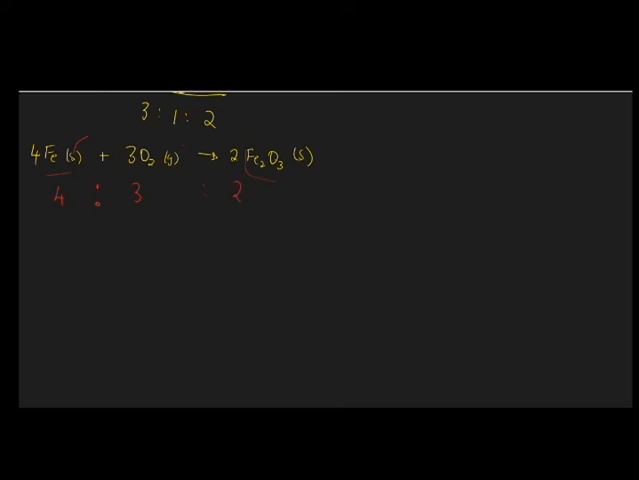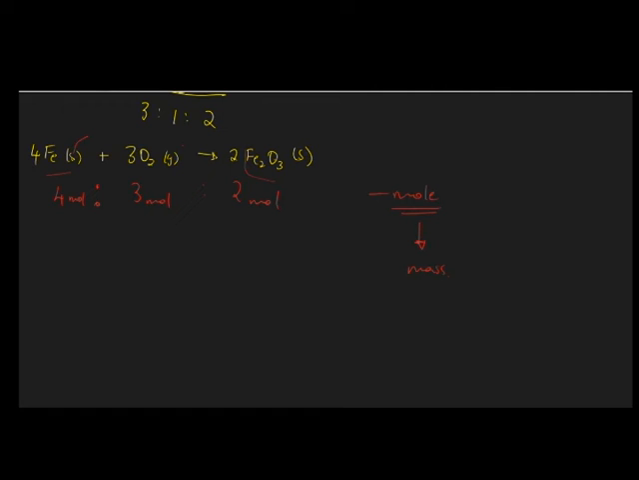So this ratio, we said 4 moles to 3 moles to 2 moles. Just put it there. So that is your ratio, right? So now this is moles. So now we need mass, right?